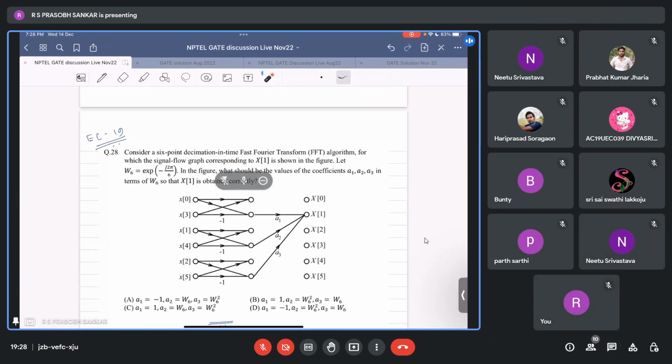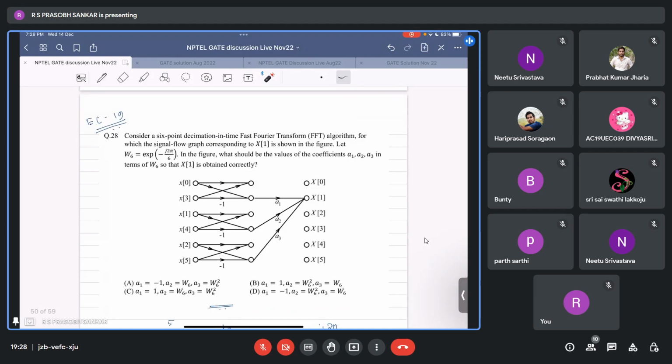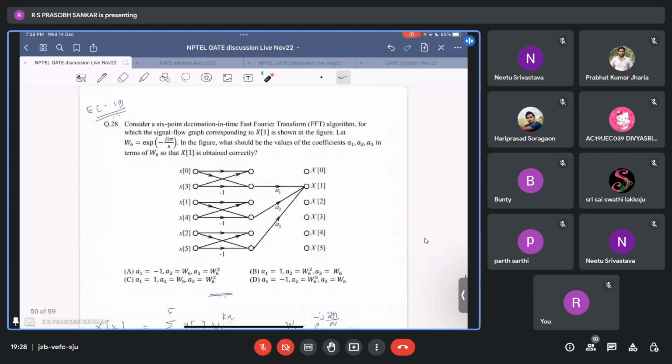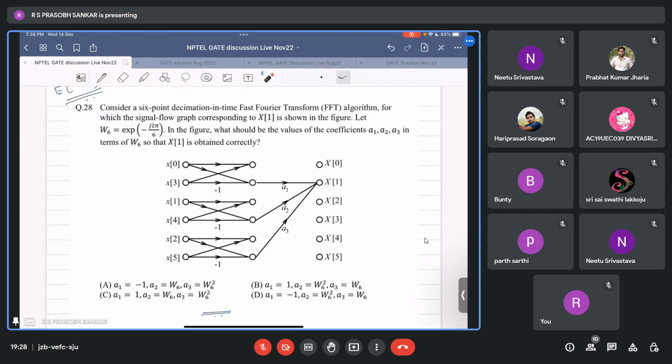So what do we have here? This is the first question. This appeared in the 2019 GATE TC paper. By the way, this is different from what we have seen till now, but it's still doable. The question says: consider a 6-point decimation in time fast Fourier transform algorithm for which the signal flow graph corresponding to x of 1 is shown in the figure. Let W6 be exponential of minus j 2 pi by 6. In the figure, what should be the values of a1, a2, a3 in terms of W6 so that x of 1 is obtained correctly?